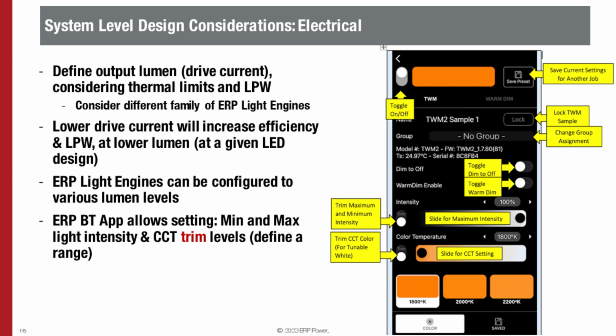So light engines can be configured. I think I briefly mentioned you can configure it in our programmer or the Bluetooth app. As you can see on the right-hand side, we have a slider for the intensity, and then also a slider for the CCT. Also on the left-hand side of both of these sliders, there's a trim, and that trim is pretty unique in that you can define the minimum and the maximum. It is not only the maximum that you can control. You can always control the lower lumen as well.